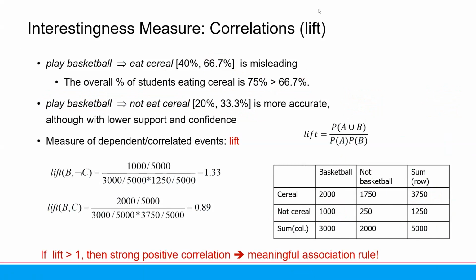But we have very low support and low confidence. It's only 20%, only 33%. We cannot see any correlation with the support and confidence. So we can use lift. The lift is the probability of A intersection B, so it's not the union, sorry, A intersection B, divided by the probability of A multiplied by the probability of B.